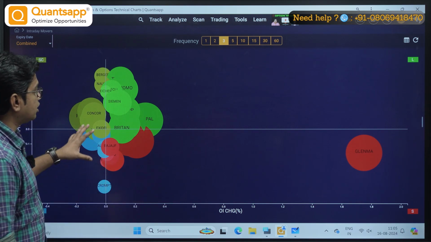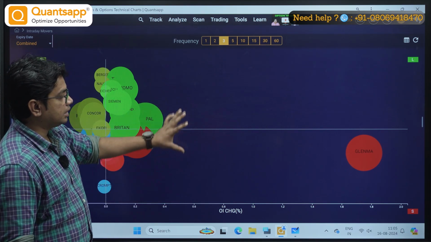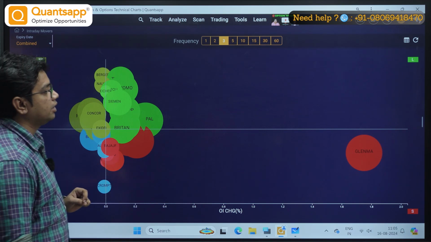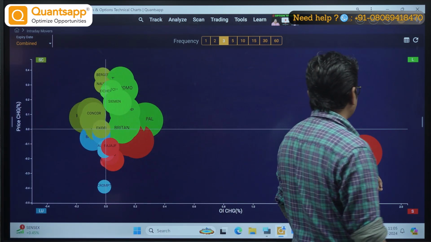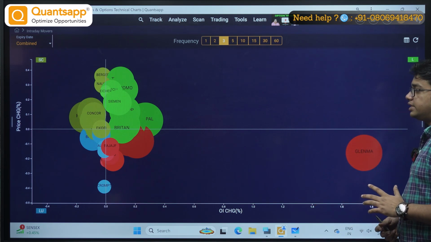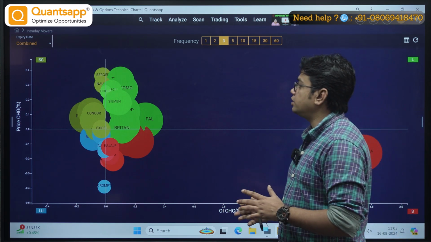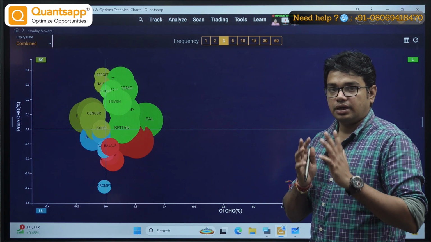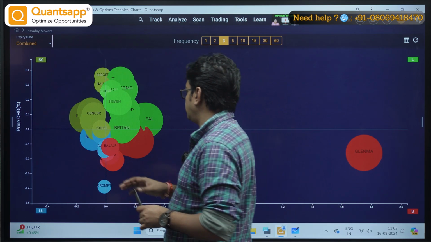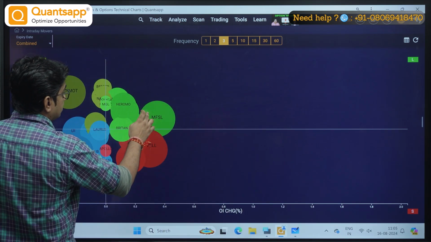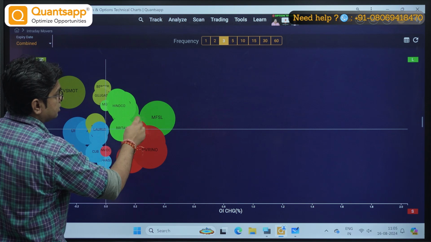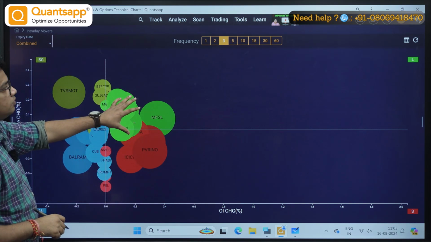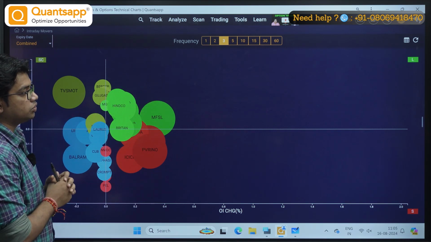Now here you can see there are 4 quadrants: long build up, short build up, long unwinding and short covering. I'll go with the strong sentiments, meaning the stocks which are showing long build up and short build up. I will choose only those stocks. Here you can see all these green and red circles. The green circle will show you the long build up, the red circles will show you short build up.